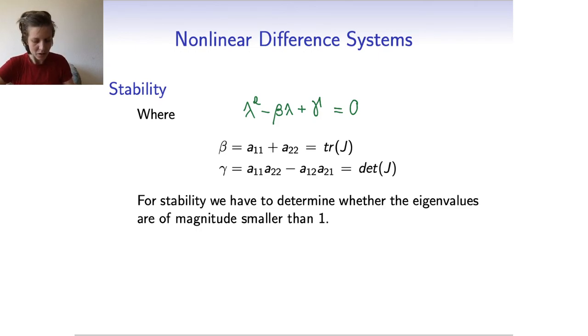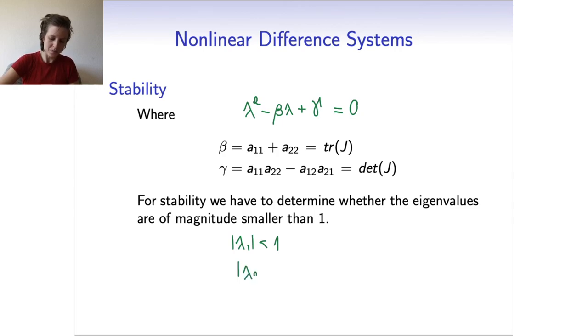And for stability, we have to determine whether the eigenvalues are of magnitude smaller than 1. So we want lambda 1 smaller than 1 and lambda 2 smaller than 1.